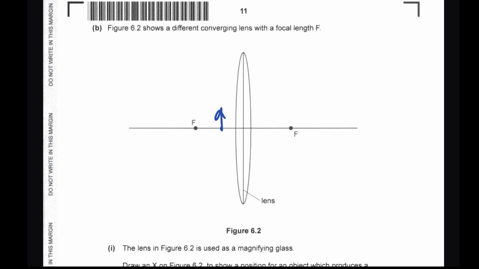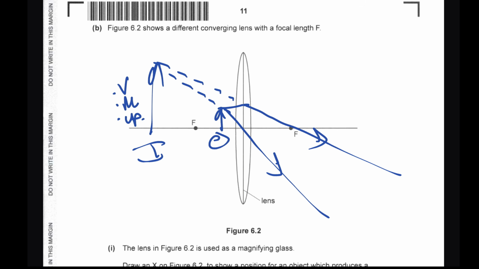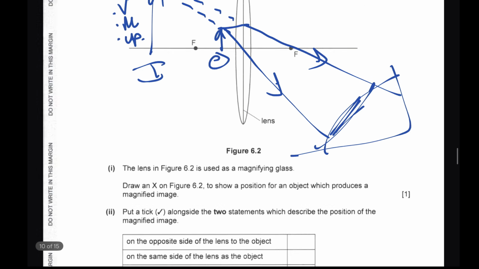So if we put it like here, and then just for the sake of it, I'll draw that again like this, and another ray like this. The dotted lines are virtual rays. We get an image here. This is our image. This is our object. The image is virtual, magnified, and upright. And this is how you use it as a magnifying glass. An observer here would see it, like that's a big eye.